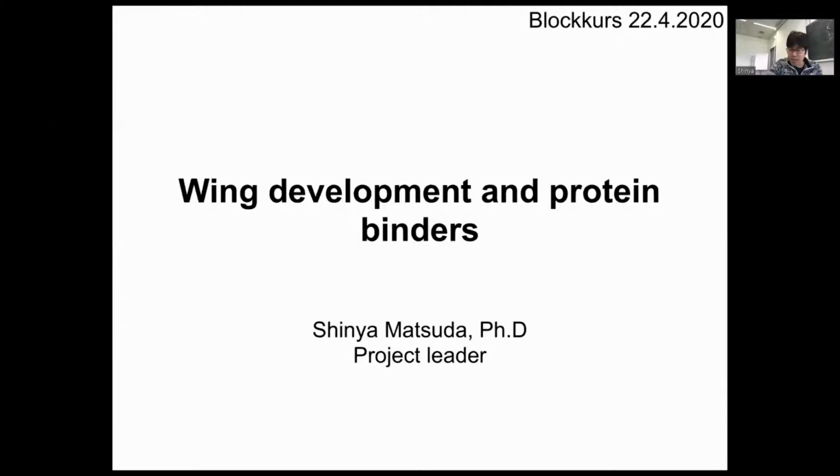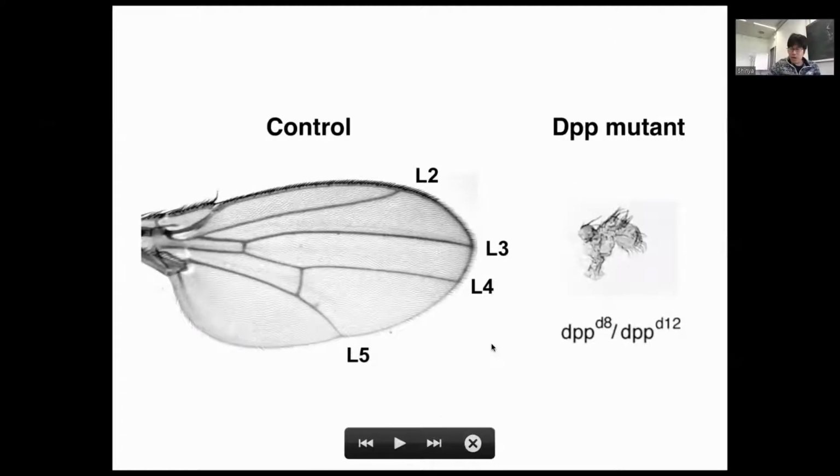So let's start with something that we are very familiar with. By now, I think you all agree from Martin's and Mark's lecture that DPP is a very important gene. As you can see here in the control wing, you see a nicely patterned wing shape, but in the DPP mutant, as you can see on the right side, the wing is completely gone, the patterning is completely gone, and growth is completely affected.